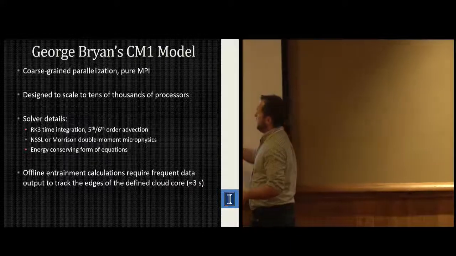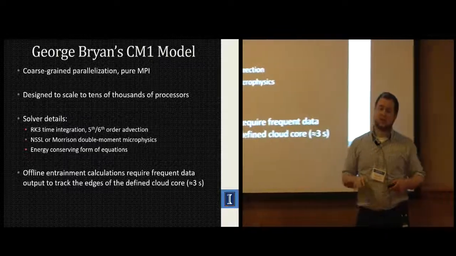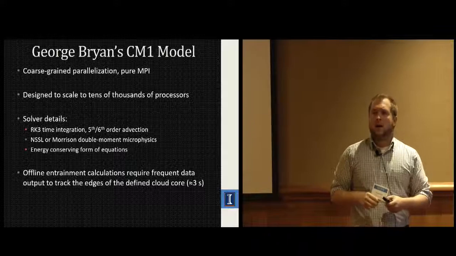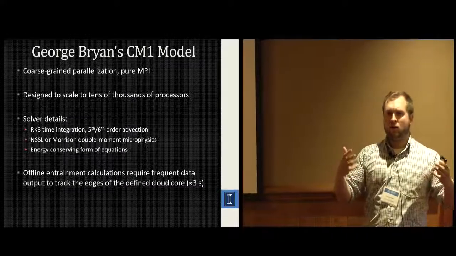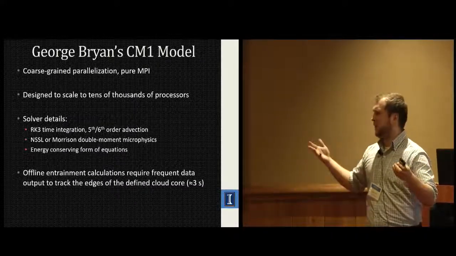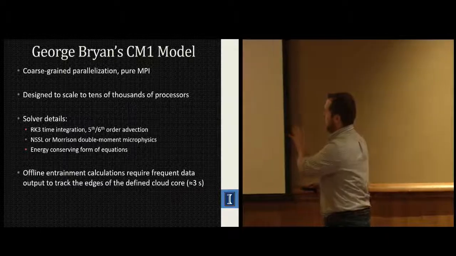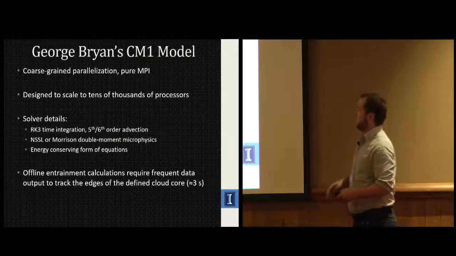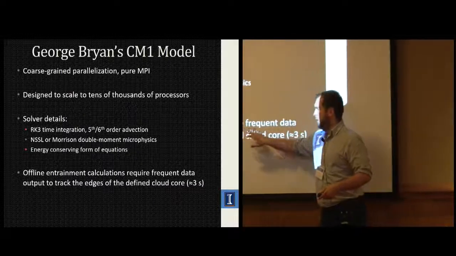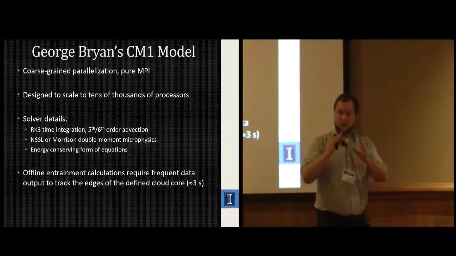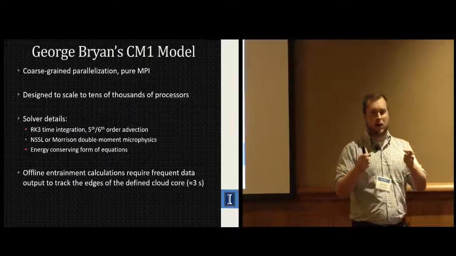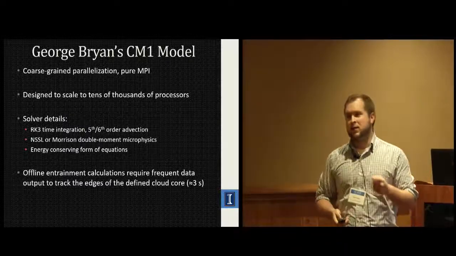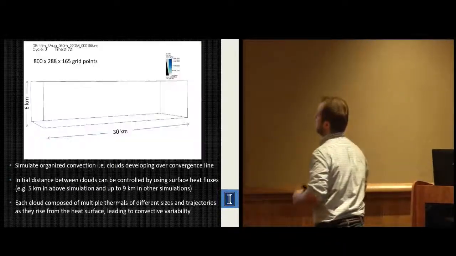For our entrainment calculations, I haven't ported the code to CM1 to run it online. On a previous model, I had coded it up so it worked in parallel on MPI, but we haven't done that yet for CM1, so we use these entrainment calculations offline, and that requires a lot of frequent data output. And so typically every 3 seconds, we need a fast file system. Luckily, the scratch file system on Blue Waters is quite fast and helps us out a lot.